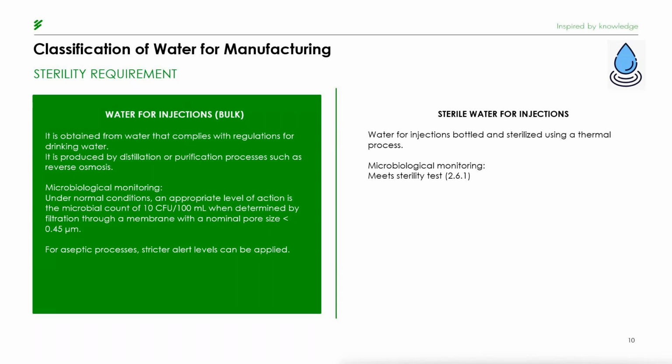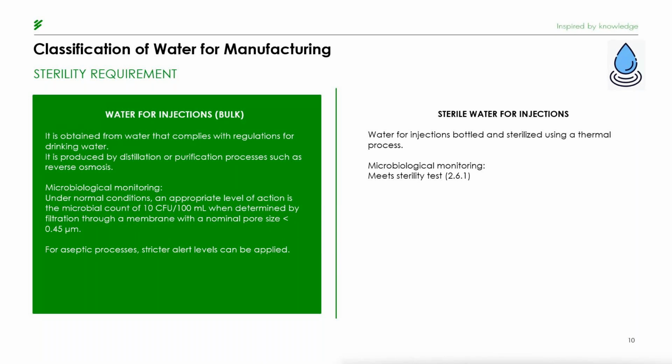For sterile water, we have two categories. The first one is water for injections. That is water that meets the same requirements as water for consumption and is produced through distillation or purification processes such as reverse osmosis. For microbiological monitoring, measures are taken to ensure that the microbial count is adequately controlled and monitored, of course, and under normal conditions, the microbial count has to be of 10 CFU per 100 milliliters.